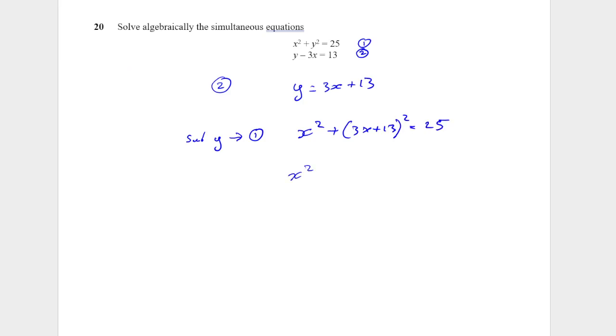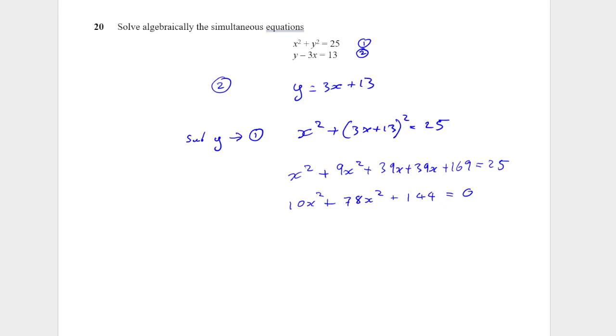So that would be x squared, and then if I square this bracket out, that would give me 9x squared plus 39x plus 39x plus 169 is equal to 25. Right, let's try and tidy that up then. So that would give me 10x squared plus 78x plus, and then 169 minus 25 is going to be 144 is equal to 0.